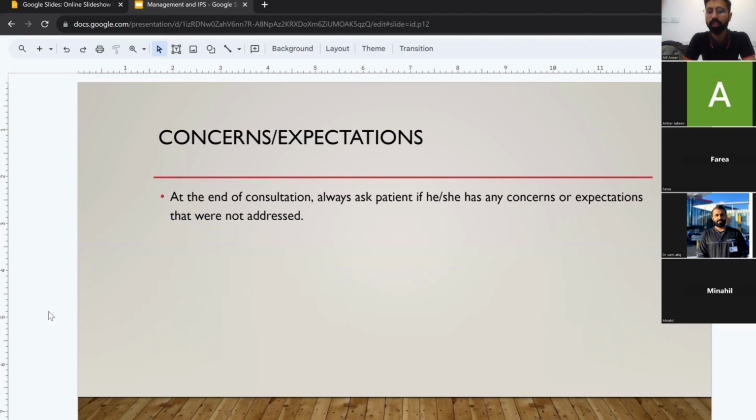So make it a habit to keep asking the patient in between if they are understanding the treatment, if they have any concerns, any expectations, so you address them. And this sums up our management plan. If you have any questions regarding this, please raise your hands or ask them in the chat.